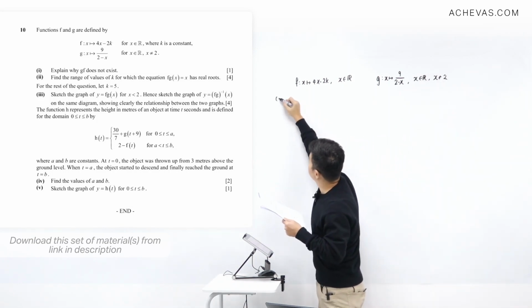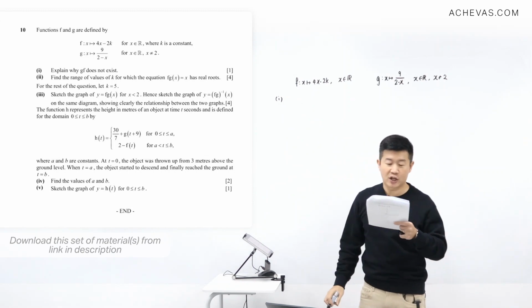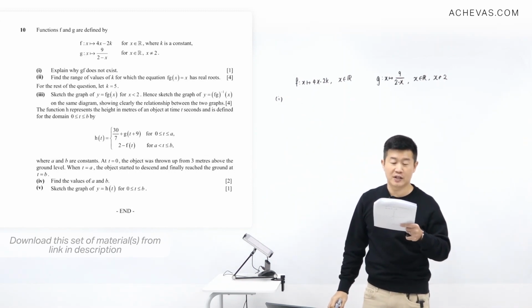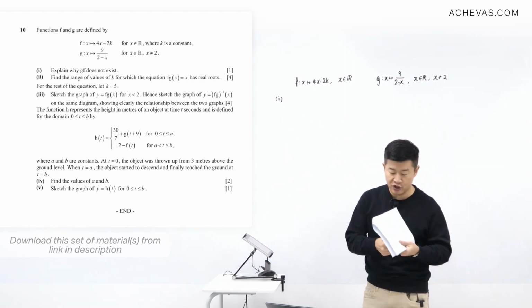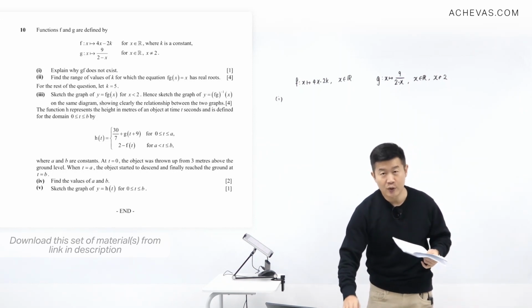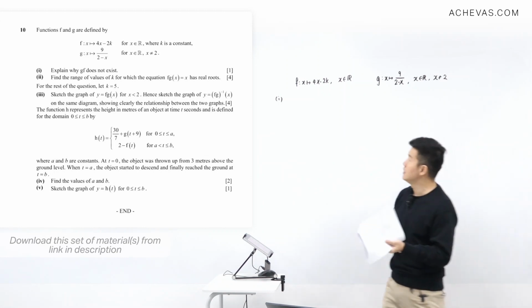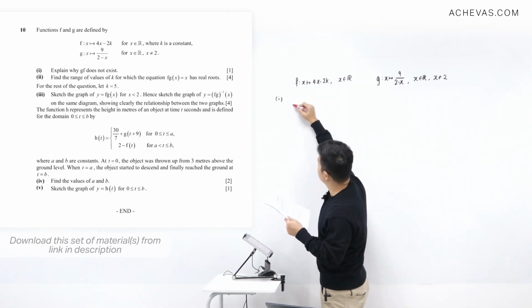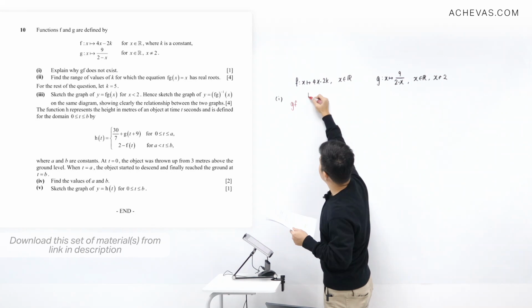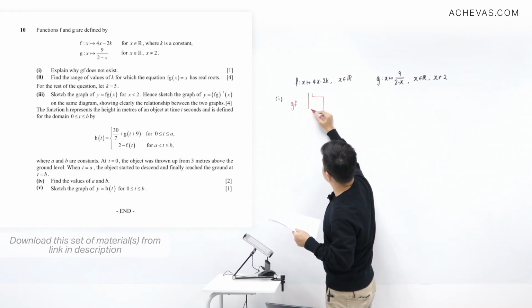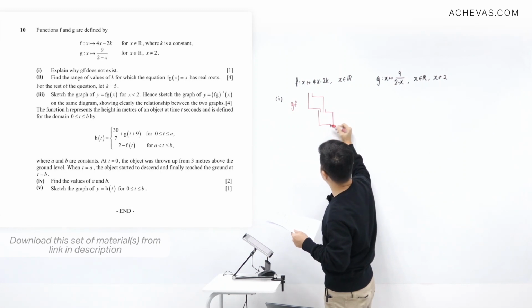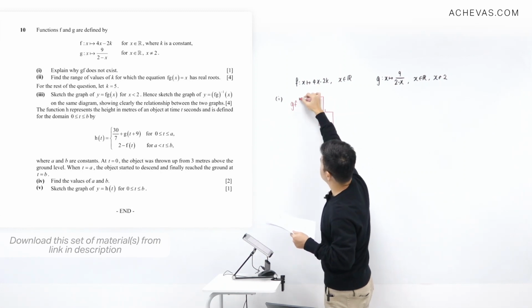Part 1, we are looking at a composite function gf, and we are supposed to explain why the composite function gf does not exist. We're going to use the same schematic as what we have used in tuition, what we have used on Achevas TV. So the composite function gf, we can visualize it as if it is this, where two functions are being joined together. First goes into f, then after that goes into g.